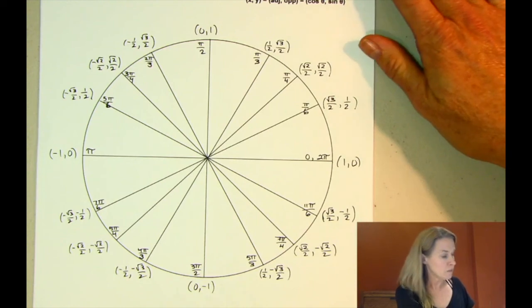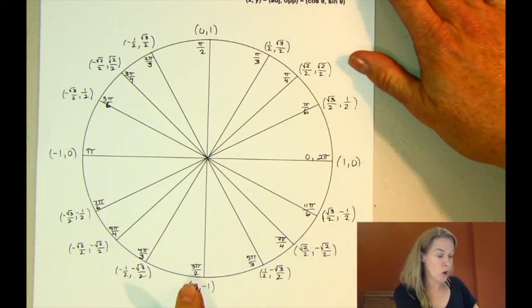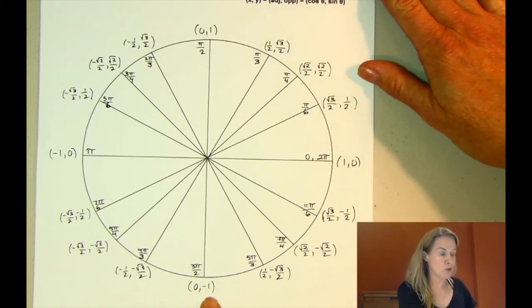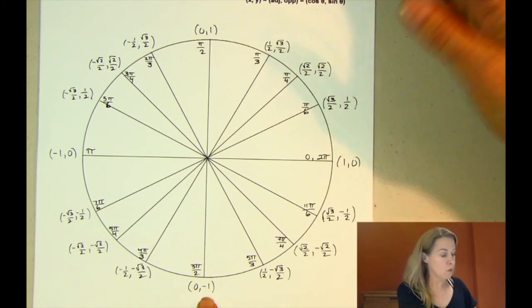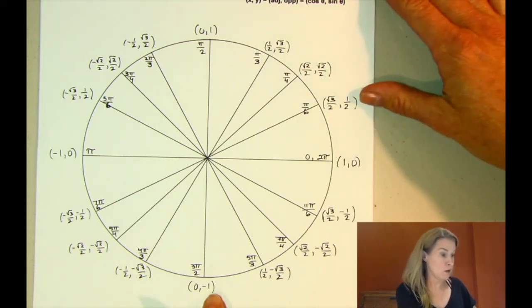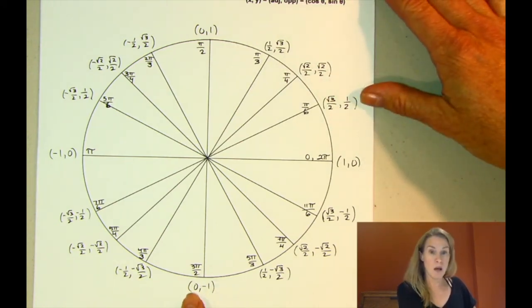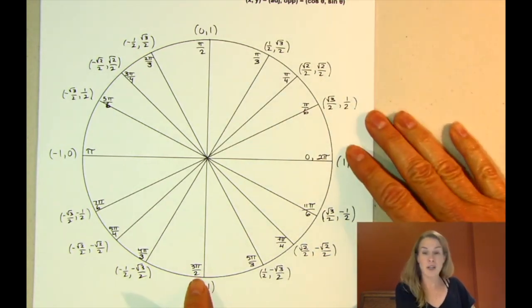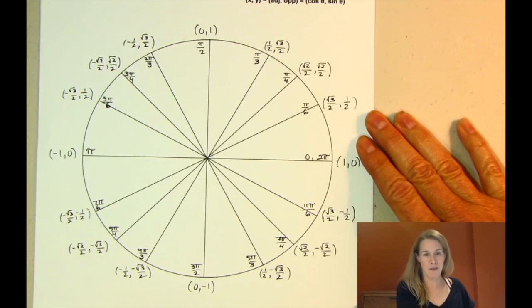For instance, for 3 pi over 2, I know the cosine is 0, and I know the sine is negative 1. For 3 pi over 2, if I wanted the tangent, tangent is sine over cosine, or opposite over adjacent. Negative 1 over 0, undefined. So the tangent at 3 pi over 2 would be undefined.